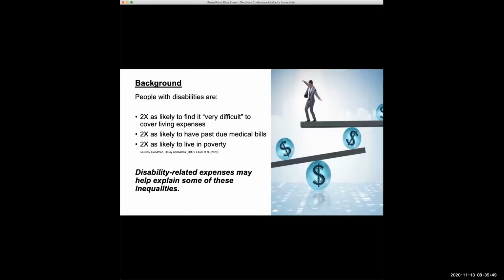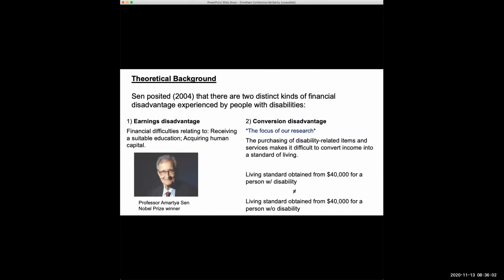And some of those inequalities can be explained, at least in part, by disability-related expenses like durable medical equipment, out-of-pocket health expenses, modified transportation, et cetera. And we'll get into a few more of these in just a few minutes.